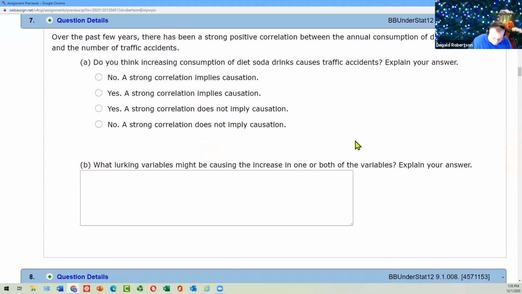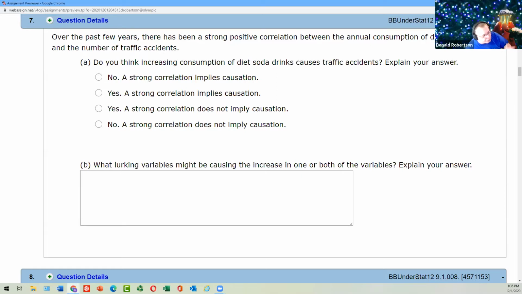Now, here we're going to do some of those lurking variable stories. So over the past few years, there has been a strong positive correlation, a nice straight line, positive meaning uphill, between the annual consumption of diet sodas, Diet Coke, and the number of traffic accidents. How on earth could that be the cause? Because I don't think it is.